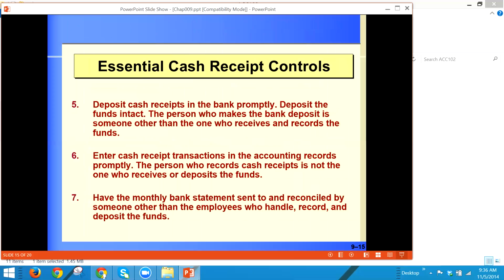Cash and deposit cash receipts in the bank promptly. Deposit the funds intact. The person who makes the bank deposit is someone other than the one who receives and records. And number 6, enter the cash receipt transactions in the accounting records promptly. The person who records cash receipts is not the one who receives or deposits the funds. And have the monthly bank statement sent to and reconciled by someone other than the employees who handle, record, and deposit the funds.